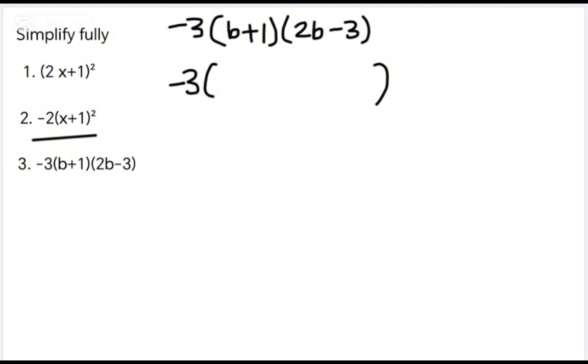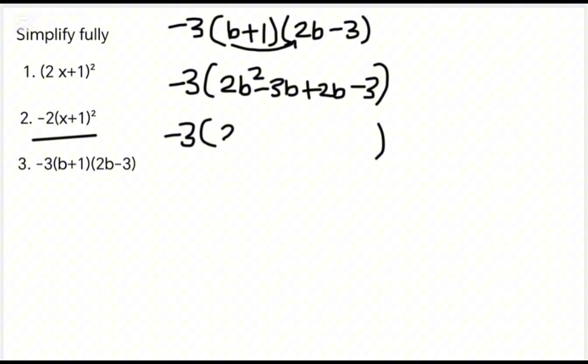Perfect. So you're going to have b, which is multiplied with these 2. We're going to have 2b squared. Then we'll take b multiplied by negative 3, and we're going to have negative 3b. And 1 multiplied by 2 is plus 2b. And then 1 multiplied by negative 3 is negative 3. Now we're just going to add the like terms that are there. We're going to have 2b squared, and then negative 3 plus 2 is going to give us negative 1, so we have negative b, and then minus 3.